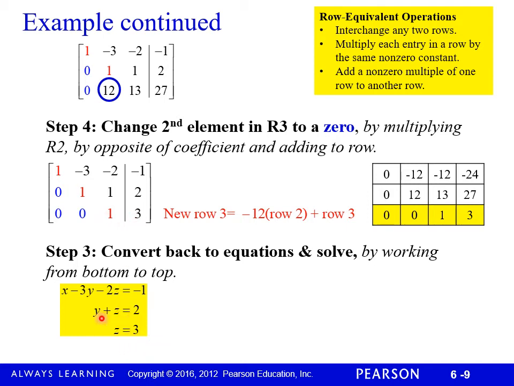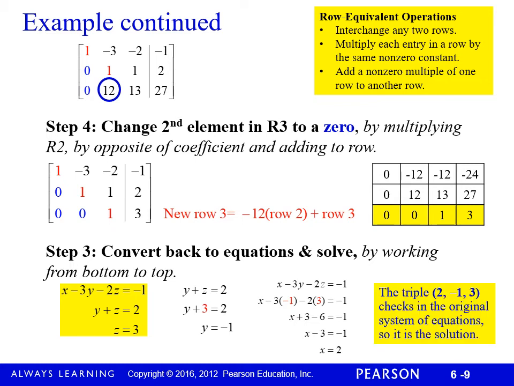And so now we just plug in 3 to the equation above it. y plus 3 equals 2. So we get y equals negative 1. Then we plug in 3 for z, negative 1 for y, and solve for x, and we get x equals 2. So again, we work backwards from the bottom up, and we get a triple, 2, negative 1, 3. And this checks. If you plug it into each of those original equations, you will see that it does indeed make each statement true.